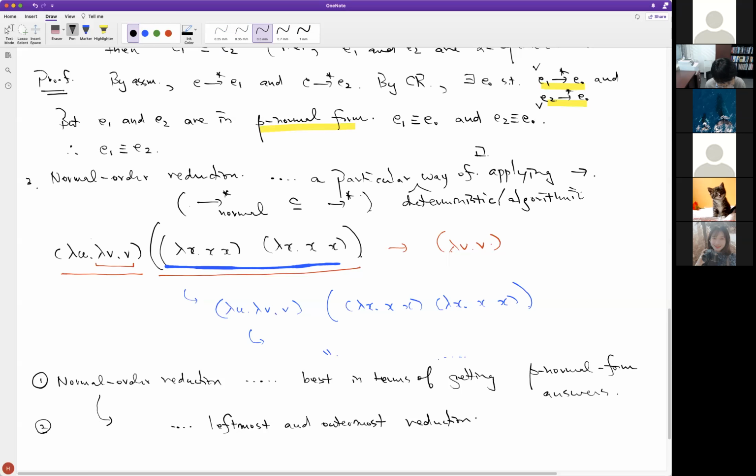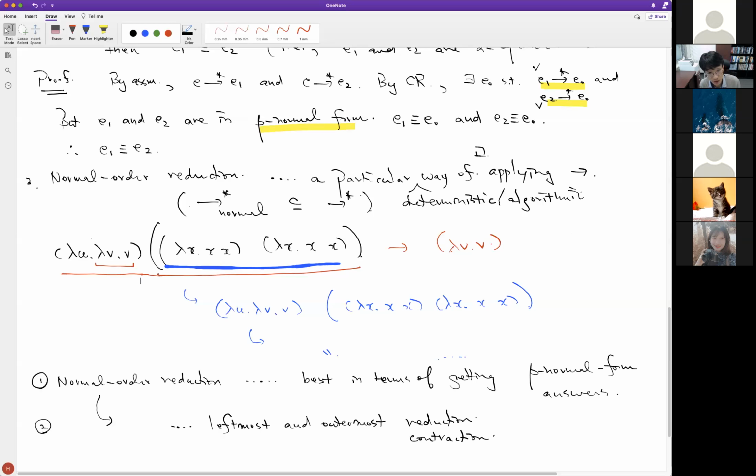Or, according to the terminologies, maybe contraction is a better way to say this. So what does this leftmost, outermost mean? In this example, let's compare two beta redexes that we have. One beta redex is the red line, and the other is the blue one. If you look at the blue one, it is included inside the outer beta redex. The outer beta redex here includes everything.